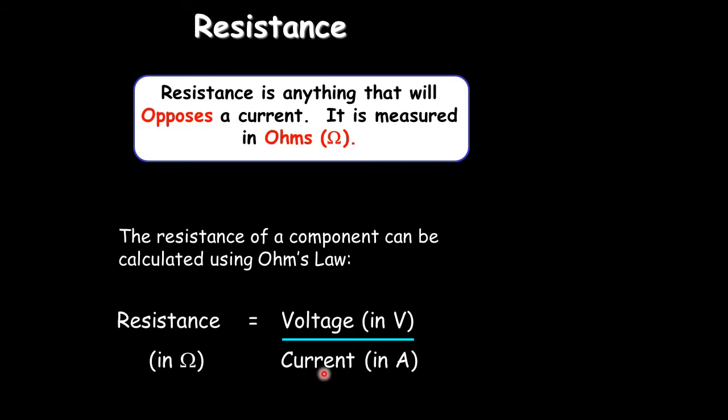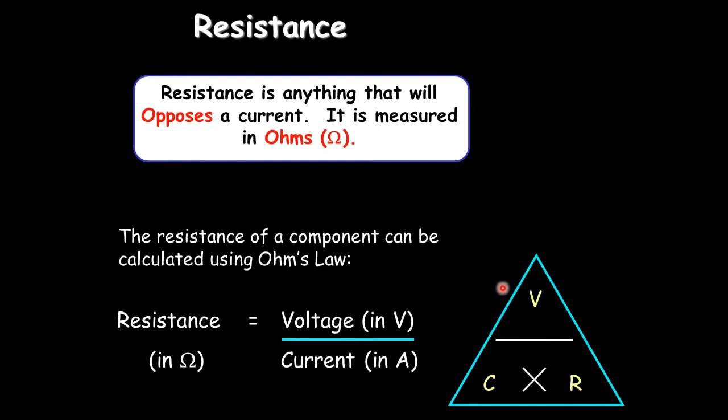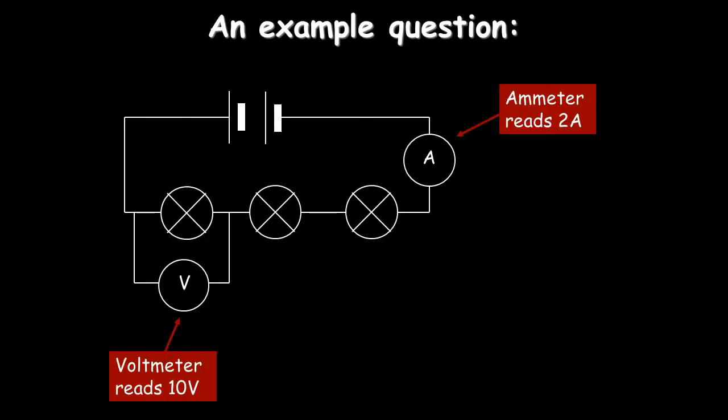Here's Ohm's law equation. Resistance can be worked out by how much voltage there is per current. Again, coming back to our equations here, nice easy one to remember, VCR, you've heard of VCRs before, will help you rearrange it, making sure you've got the units correct.